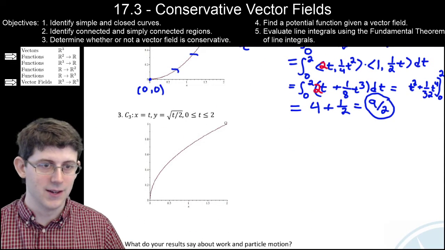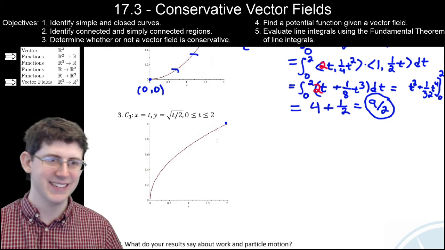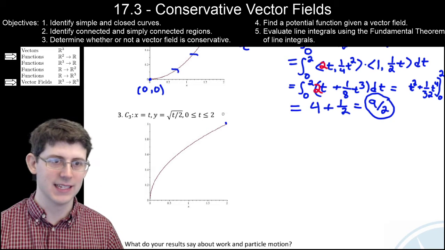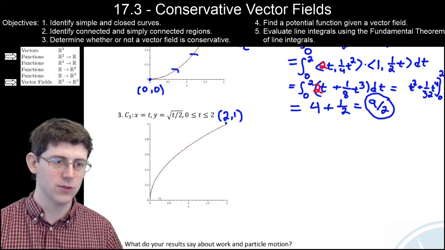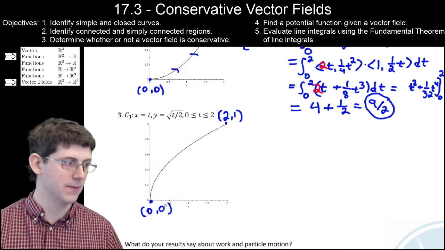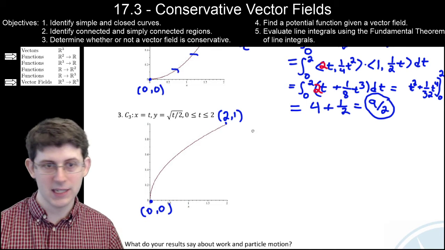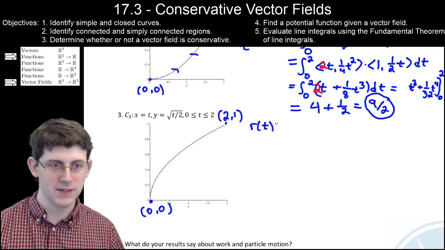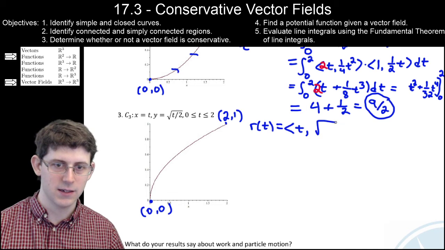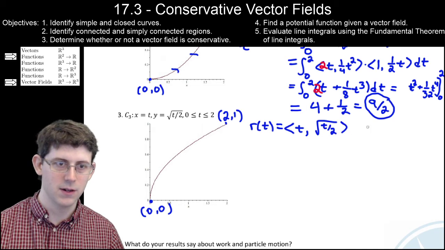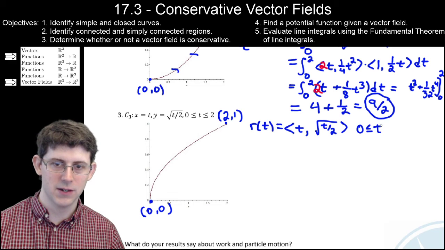We doing another one? Awesome. Here's a different path. We'll go up and to the right this time. We're still headed for the point (2, 1) from the point (0, 0). Different parametrization, no big deal. r of t is (t, square root of t over 2), t goes from 0 to 2.